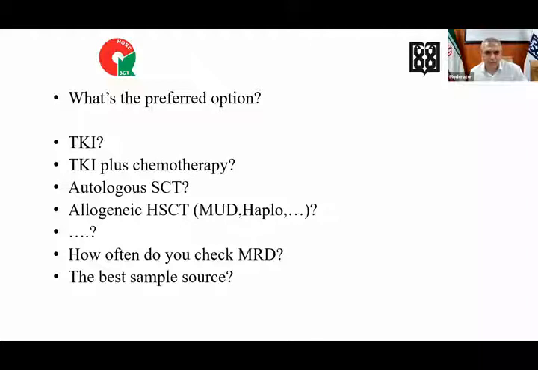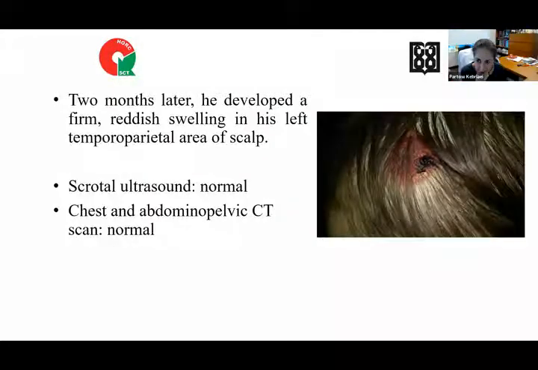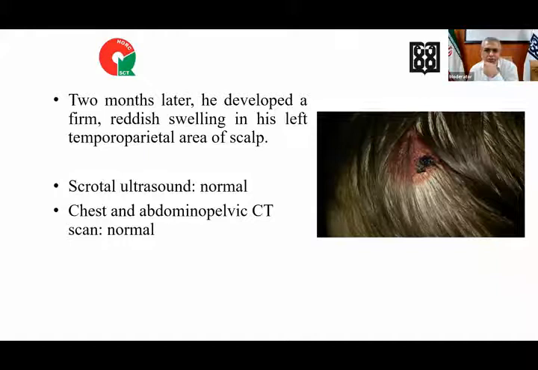I will continue. Two months later, this patient developed a firm reddish swelling in the left temporoparietal area of his skull. A skeletal ultrasonography showed no abnormality. Chest and abdominopelvic CT scan was normal. This is the image.